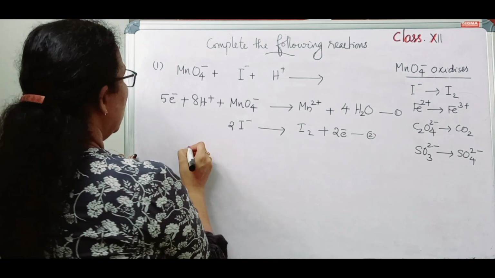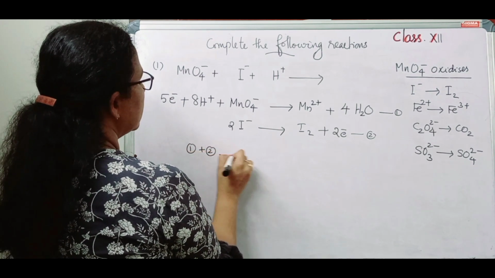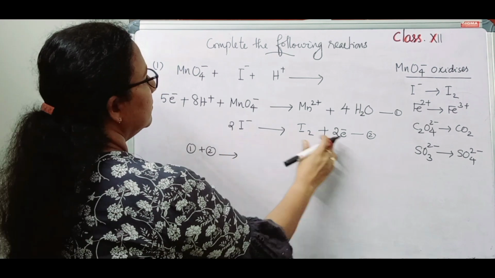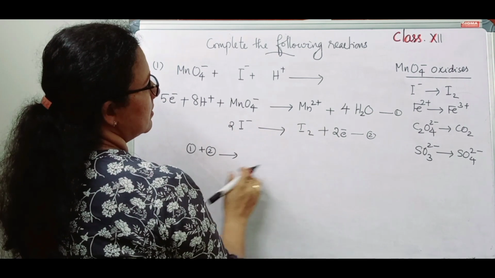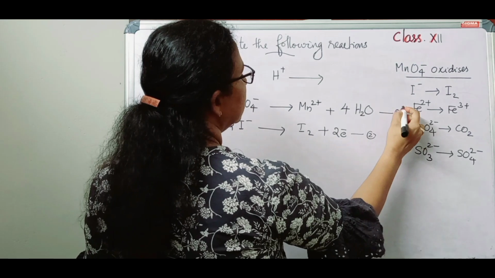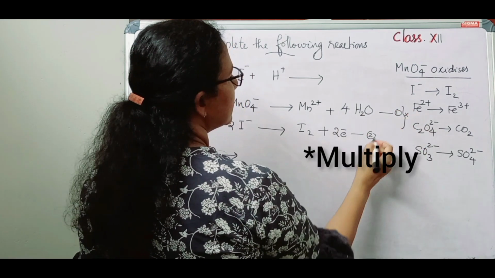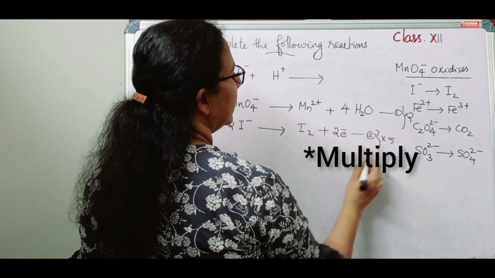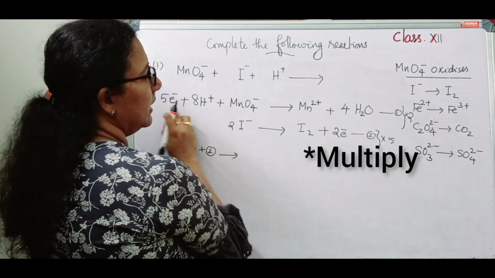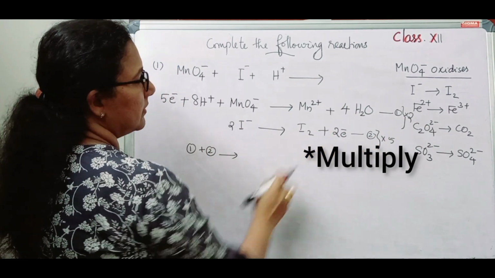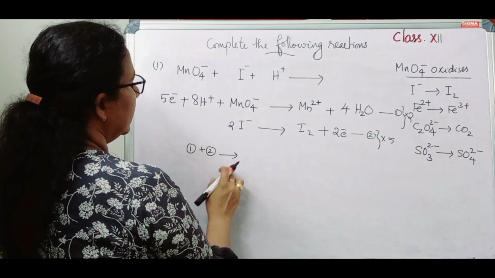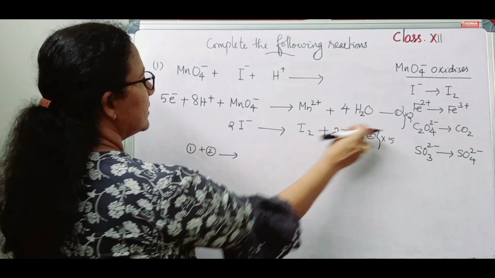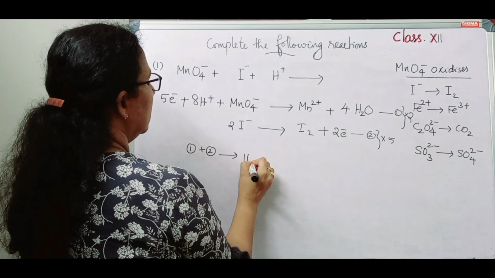Then we need to add equations 1 and 2. When we add the first equation and second equation, we get the final equation. Before that, we are equalizing the number of electrons. The number of electrons must be equal, so we add the equations with suitable coefficients. Here we take 2, and here we take 5. Multiplying by 2 gives 10 electrons, and multiplying by 5 gives 10 electrons. So we can easily cancel the electrons. Then we can write the final equation, with the equation multiplied by 2 written first.